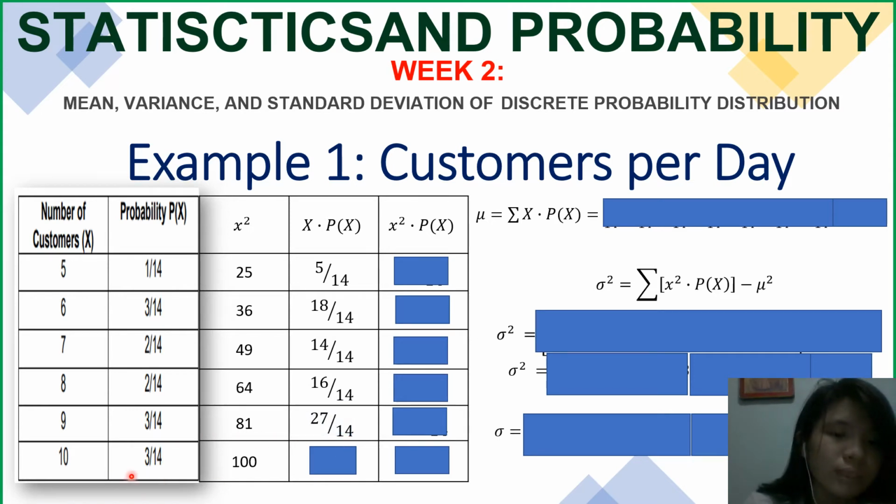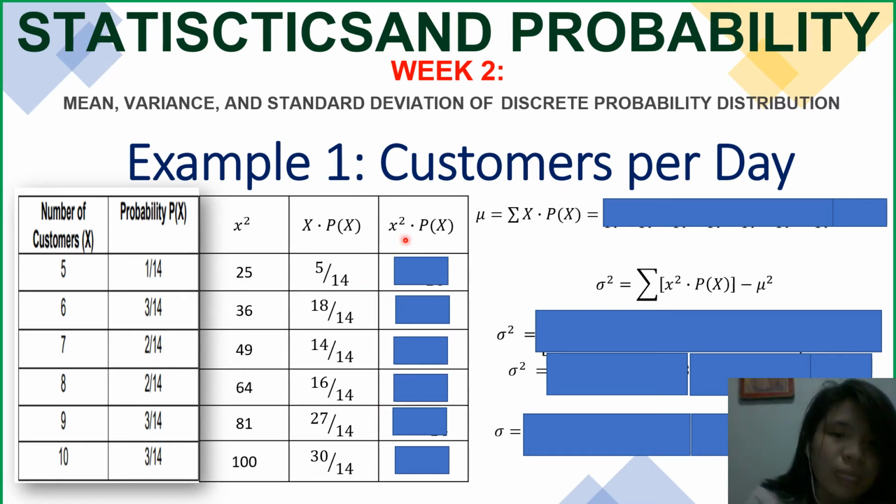And lastly, 10 times 3 over 14, that is 30 over 14. Ngayon, nakuha na natin to. So, anong silbi nito kung hindi natin kukunin yung mean? Technically, kung hindi naman natin kukunin yung mean, wag na rin natin kunin yung product ng x and p of x. Kung pinapakuha is variance and standard deviation, diretso na tayo dito. Magiging 4 na lang yung column natin nun. But since pinapakuha dito pati yung mean, kunin na rin natin to.